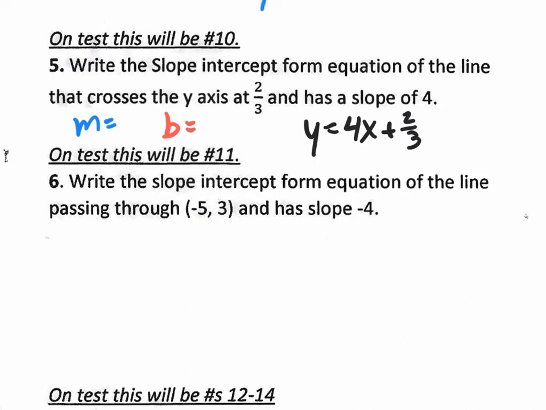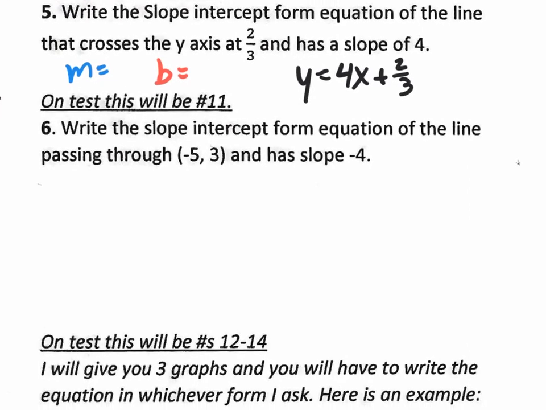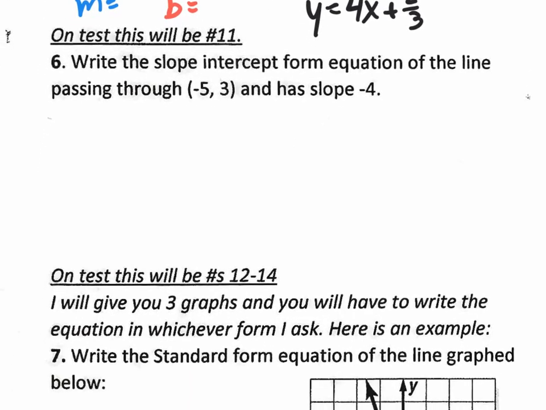Moving on to number 6, which is number 11 on the test. Write the slope-intercept form equation of the line passing through the coordinate -5, 3 and has a slope -4. So ladies and gentlemen, what they're giving us is a point that's x value of -5 and a y value of 3, and they also give us a slope value of -4.